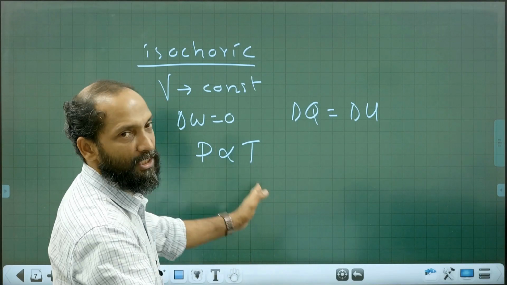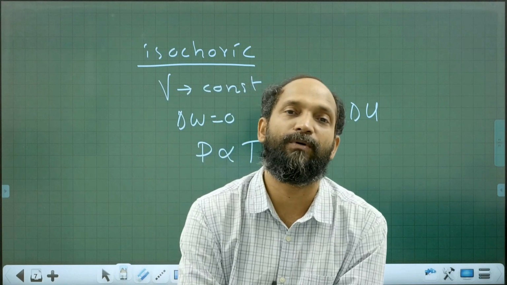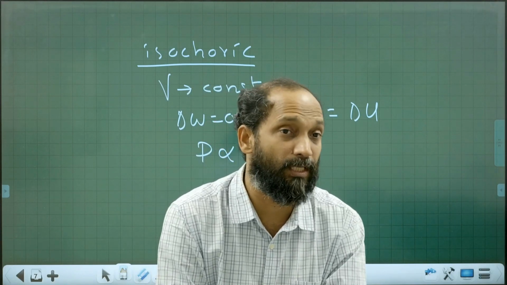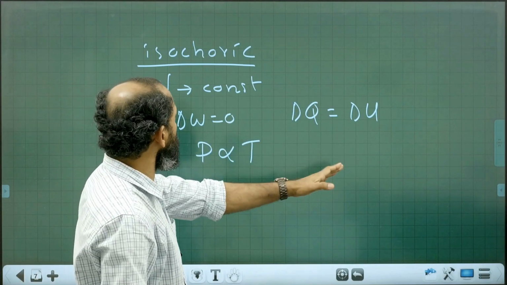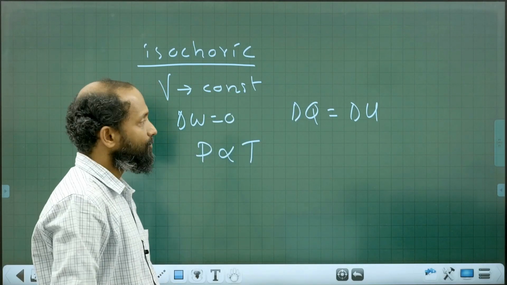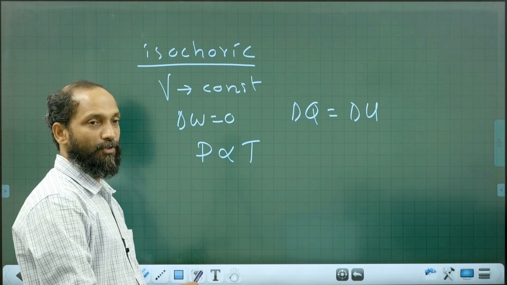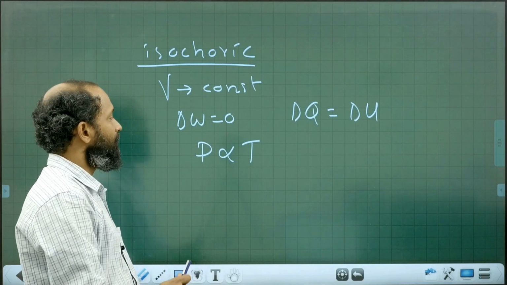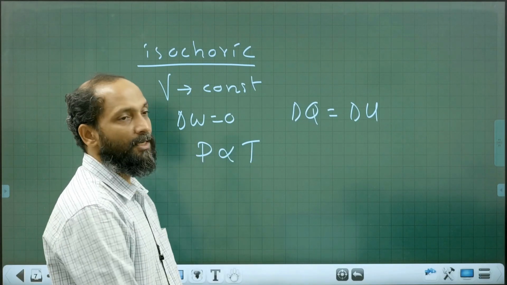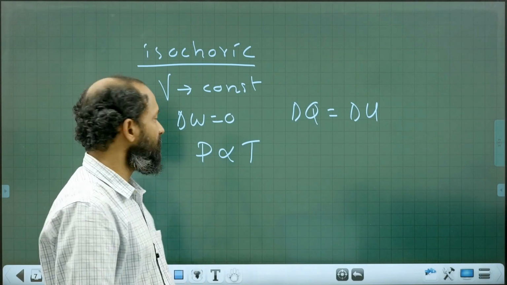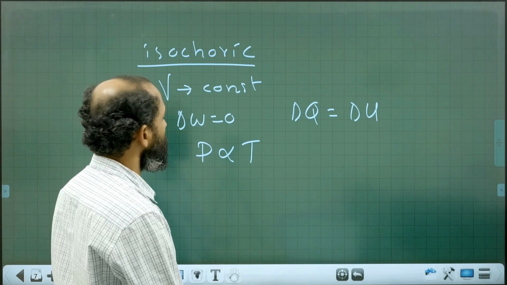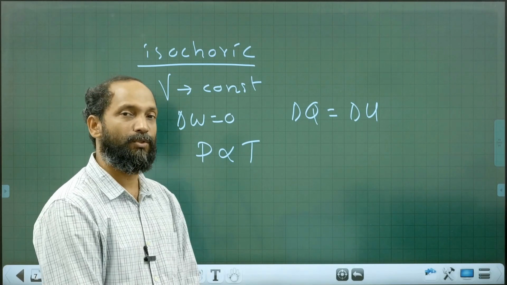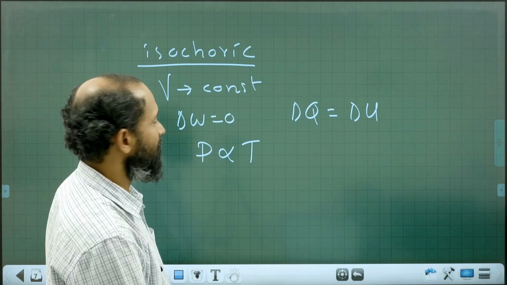P proportional to T, P1 by P2 equals T1 by T2, that is isocoric process. Work performed is zero, delta Q equal to delta U, volume is a constant. So very important thing is that work performed is zero. When temperature is doubled, pressure is also doubled. The percentage change in temperature may be given. The same percentage change will happen in pressure also, because P proportional to T and obeys Gay-Lussac's law.